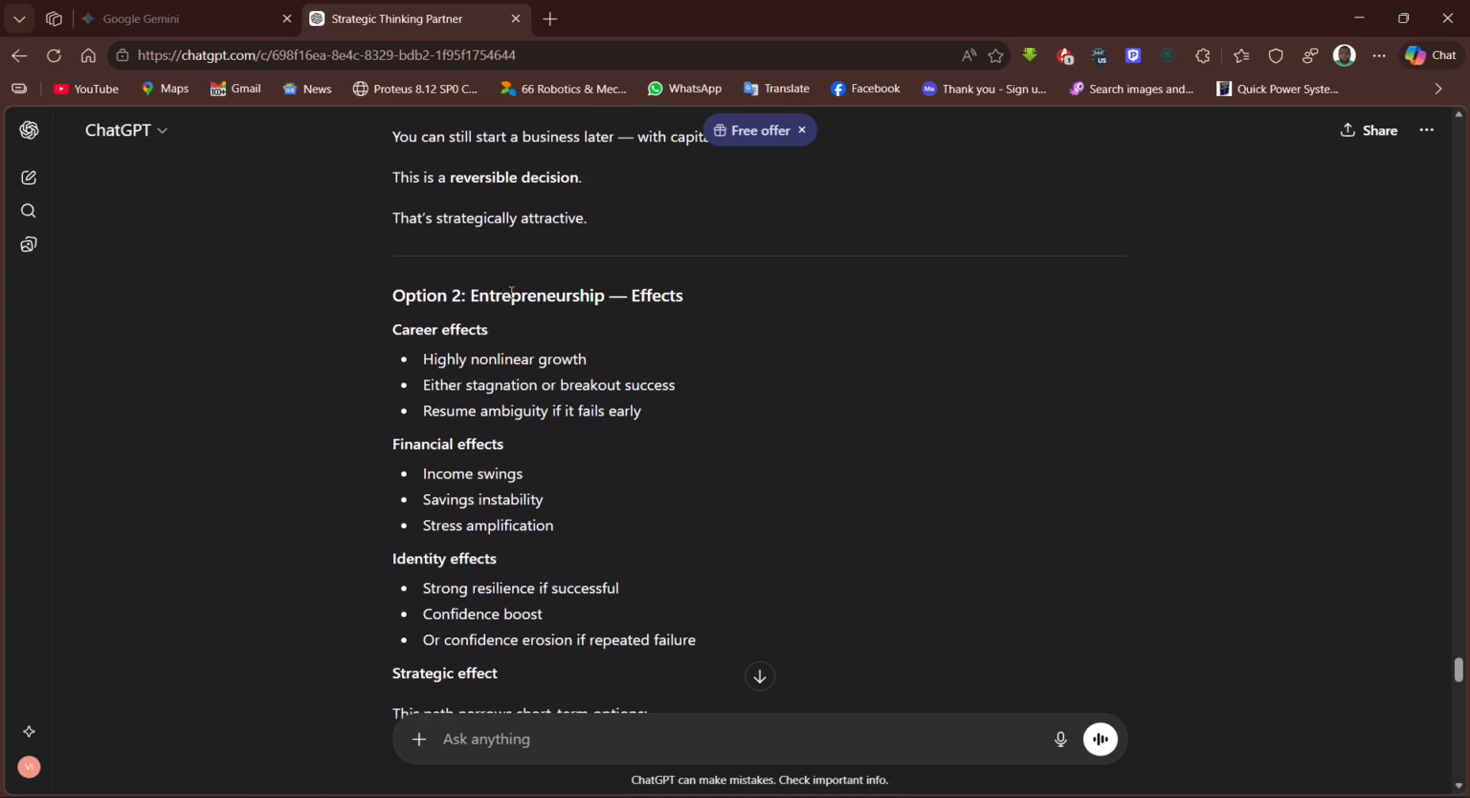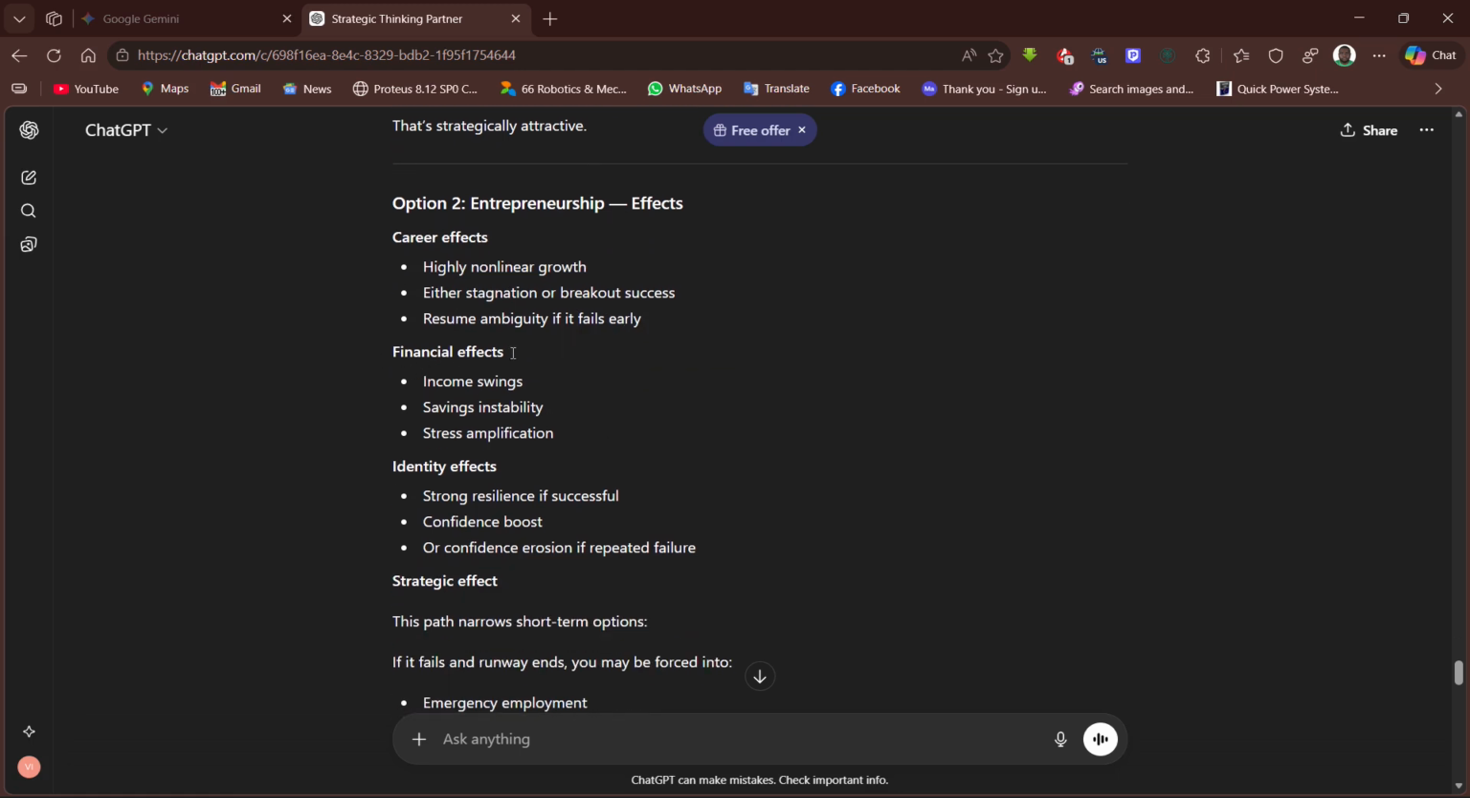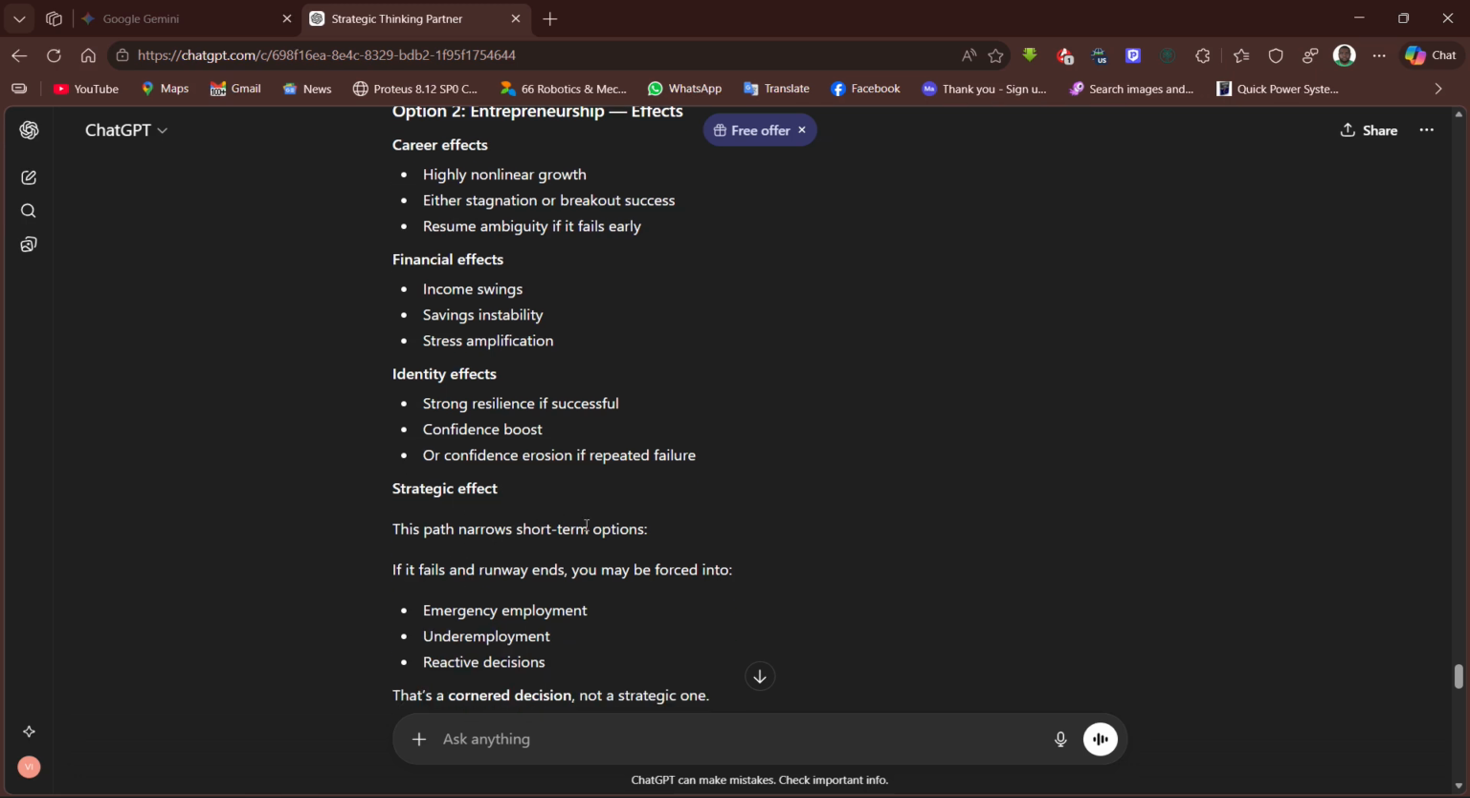Let's look at the effects of entrepreneurship. Career effects: high non-linear growth, either stagnation or breakout success, and resume ambiguity if it fails early. Financial effects: income swings, saving instability, stress amplification. Identity effects: strong resilience if successful, confidence boost, or confidence erosion if repeated failure. This path narrows short-term options.